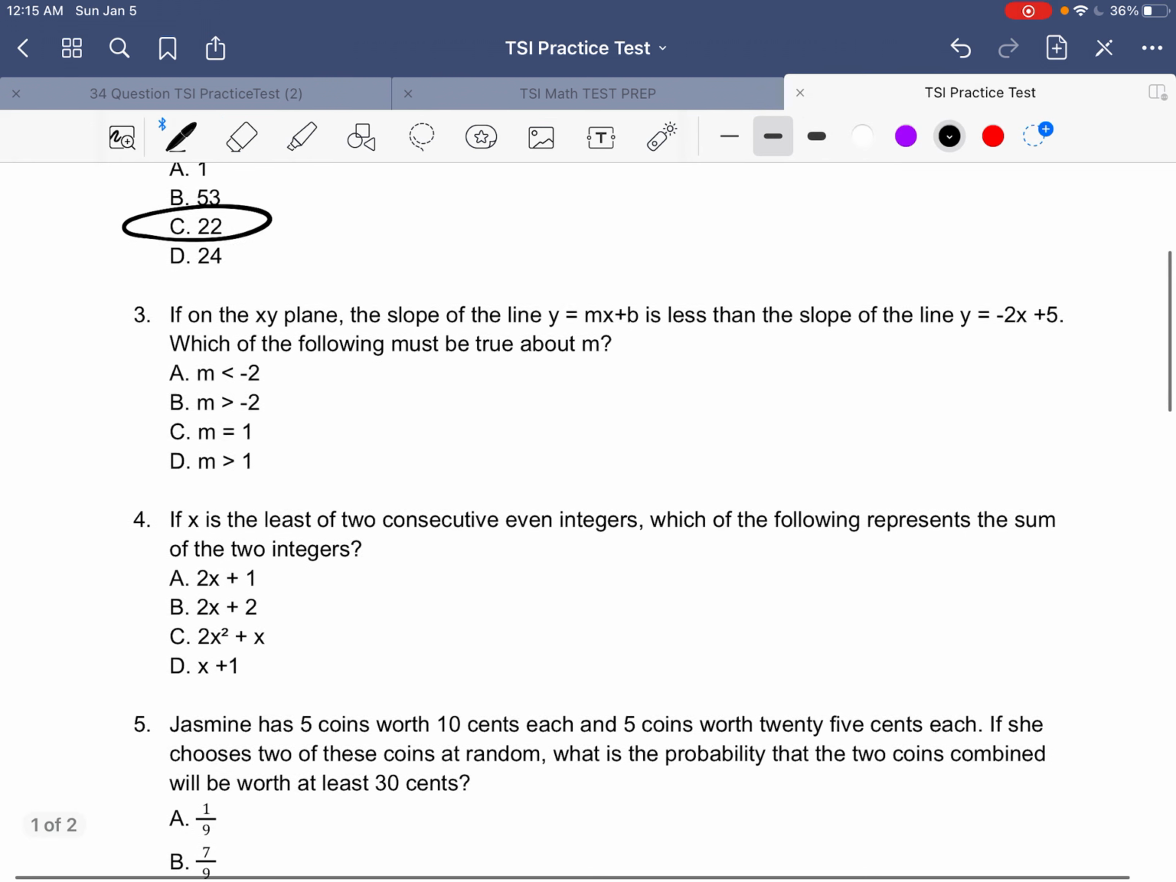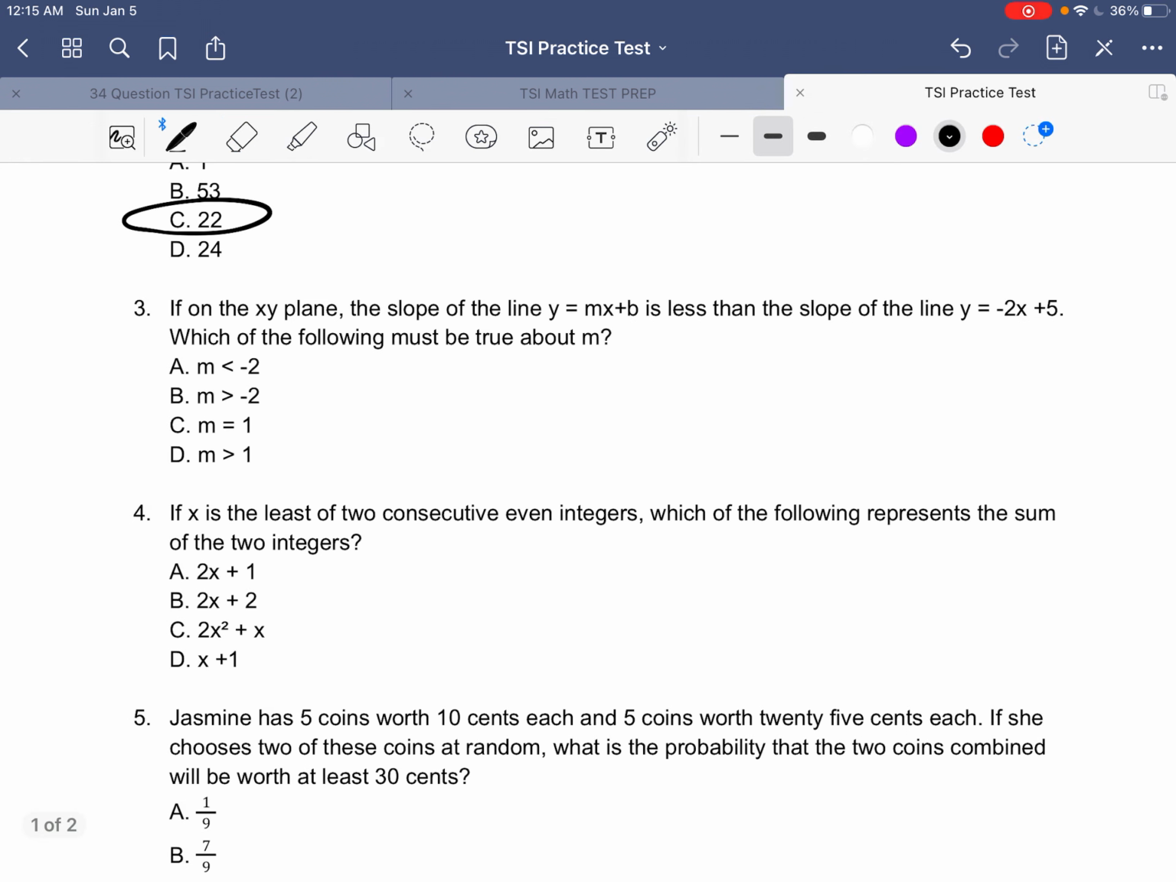All right, so let's go ahead and move on to question number 3. If on the xy plane the slope of the line y equals mx plus b is less than the slope of line y is equal to negative 2x plus 5, which of the following must be true about m? So I just like to write y is equal to mx plus b. This is the first line. Then it's less than, so I'm going to write that in the middle. And then this is the one that we're comparing it to: y is equal to negative 2x plus 5. So all we really have to do is figure out what is the slope of this line and what is the slope of this line.